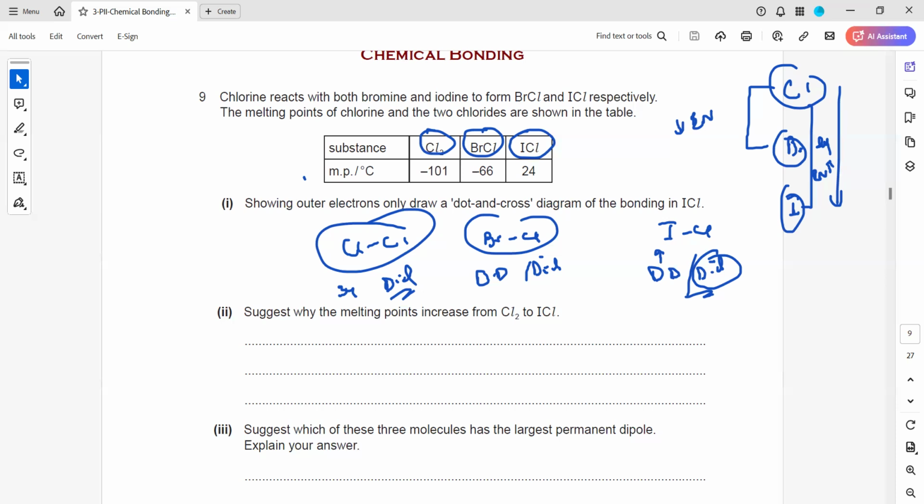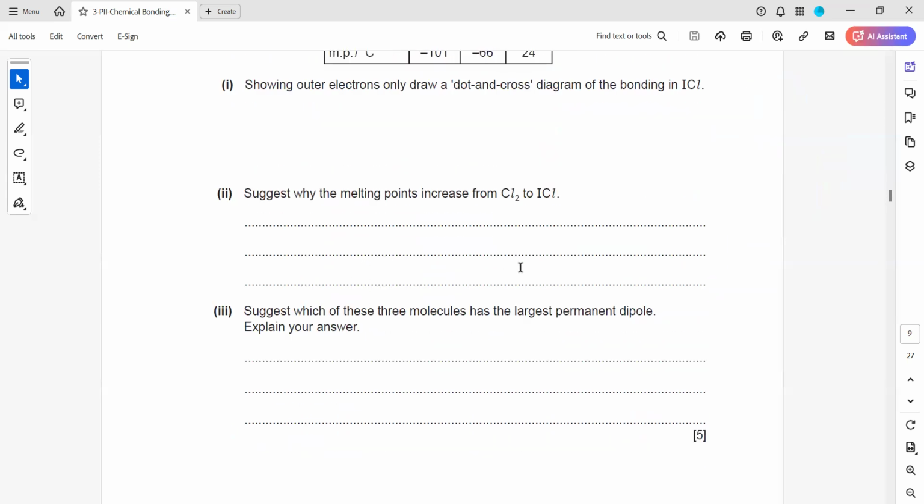So as a result, what will happen? That's why ICl. So suggest why the melting point increases. I'm explaining both questions together, 2 and 3. Suggest why the melting point increases as we move from Cl2 to ICl. The main reason is that the intermolecular forces increase. The intermolecular force gets stronger, and both the dipole-induced dipole force, or the London dispersion forces, and the permanent dipole forces increase.